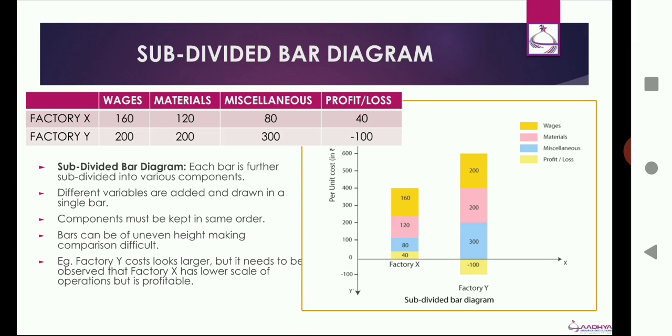The second factory Y has higher cost but also has a loss. So factory Y costs look larger, but we also have to see that factory X may have a lower scale of operations which make it profitable. Maybe there are diseconomies of scale which makes production costly for factory Y.